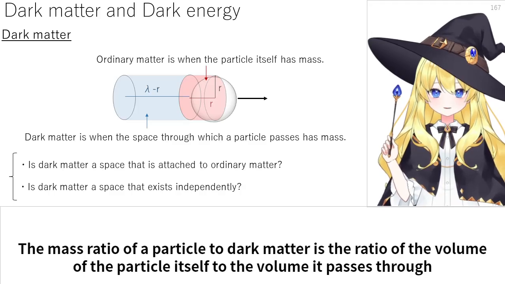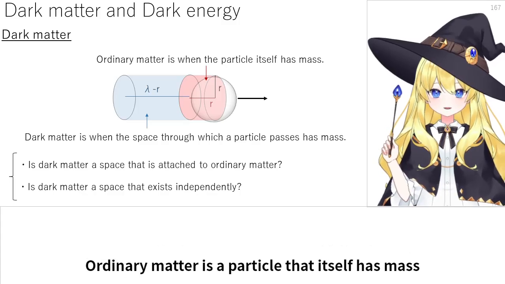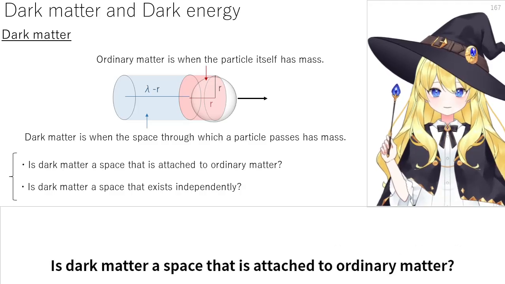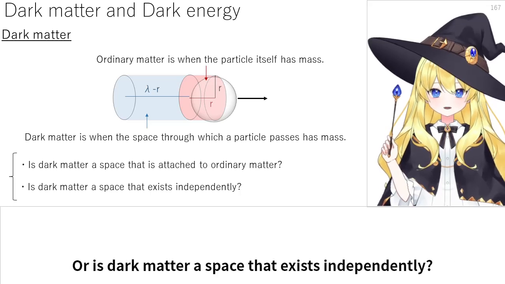The mass ratio of a particle to dark matter is the ratio of the volume of the particle itself to the volume it passes through. Ordinary matter is a particle that itself has mass. Dark matter is the space that a particle passes through that has mass. Is dark matter a space that is attached to ordinary matter? Or is dark matter a space that exists independently?